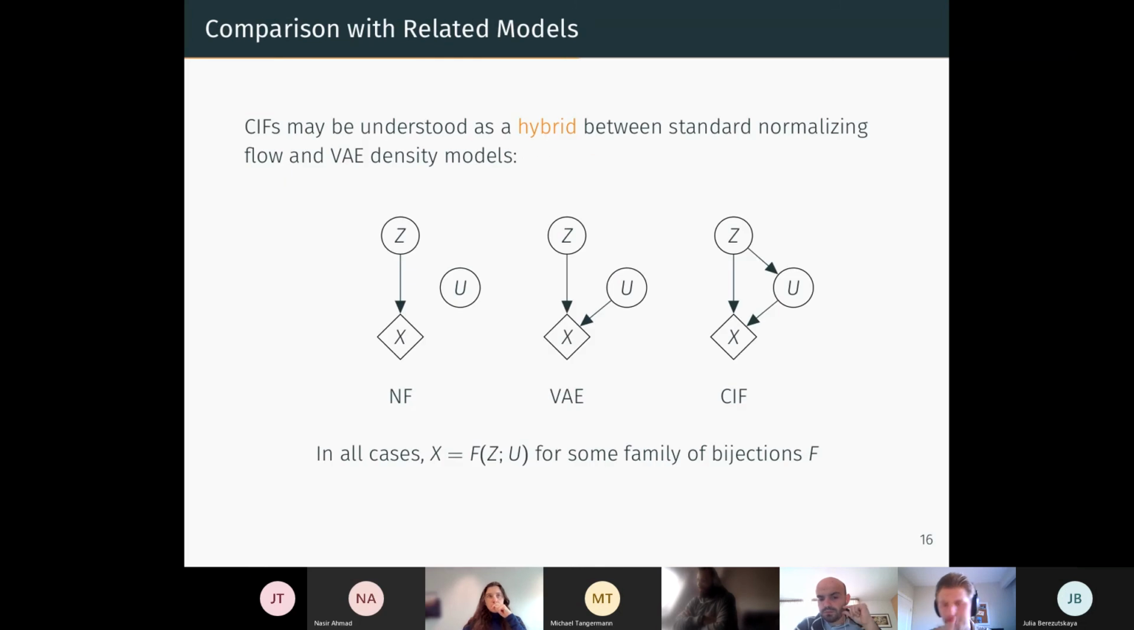It's not important. Another thing that's interesting here is that CIFs can be understood as a bit of a hybrid between normalizing flow and VAE density models. As I said before, a normalizing flow is like a CIF without the U. And there's a way to think of a VAE in this way as well. If U is your lower dimensional latent space and Z is a standard normal, and your X is a normal VAE with some mean and covariance, then the CIF model adds an edge between the higher dimensional space and the lower dimensional space in this generative process.